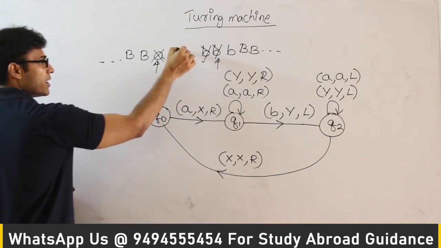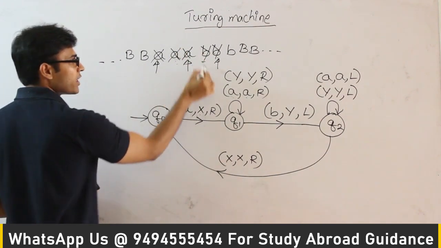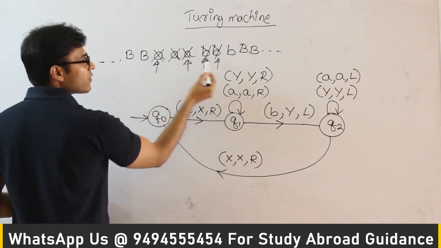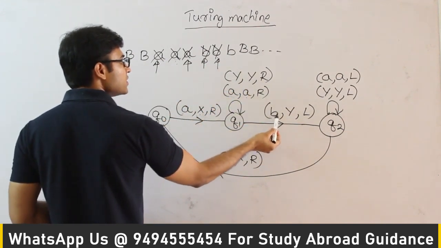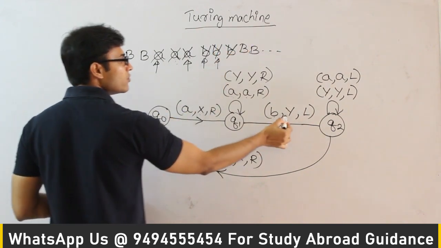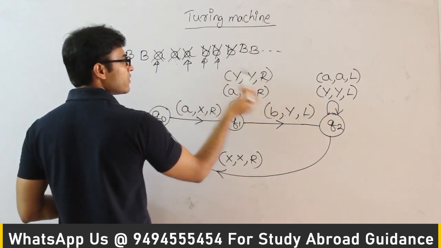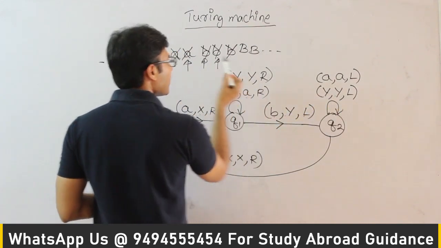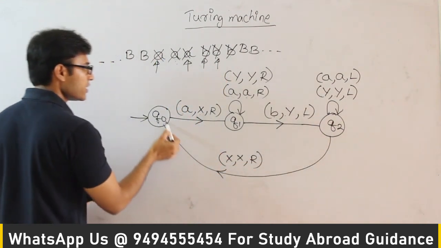Make A as X and you move right, and as long as you see Y's, leave them as Y and keep moving right. And whenever you see a B, you make it as Y, and you keep moving left, and when you are moving left, you may get any number of Y's, and finally you will see an X. Therefore whenever you see an X, you are here.